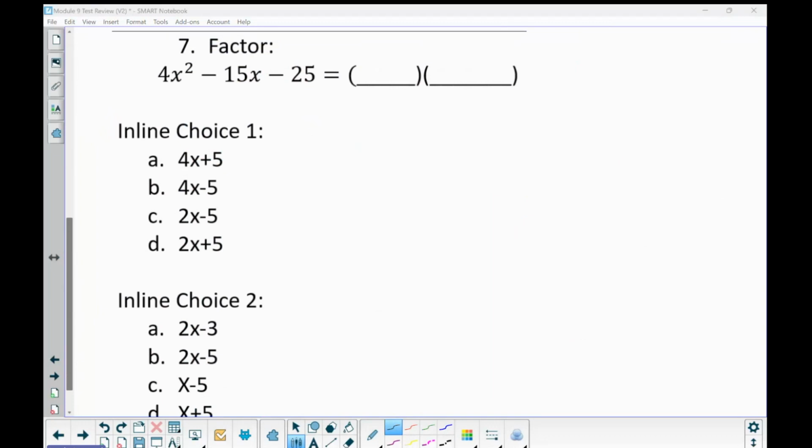Number 7. All right, for our number 7, it says factor 4x squared minus 15x minus 25. So let's start by listing our different ways of factoring. So first we learned GCF, learned grouping, then we learned 3 types of factoring, learned our AC method, and we also learned when a equals 1. And finally, special products.